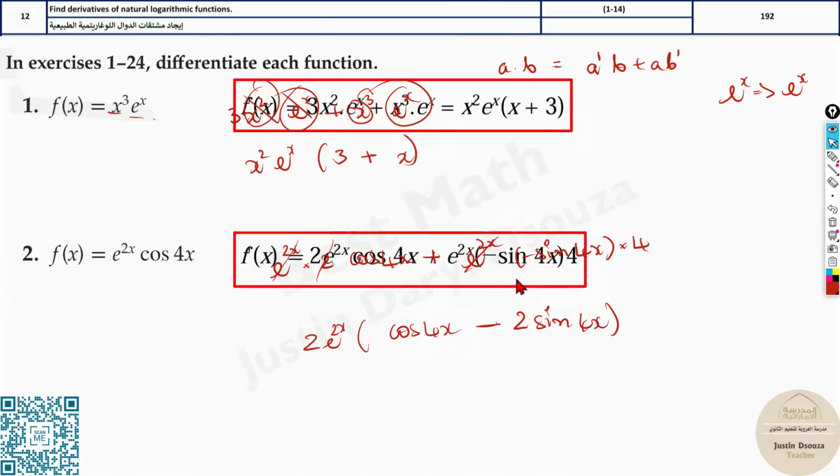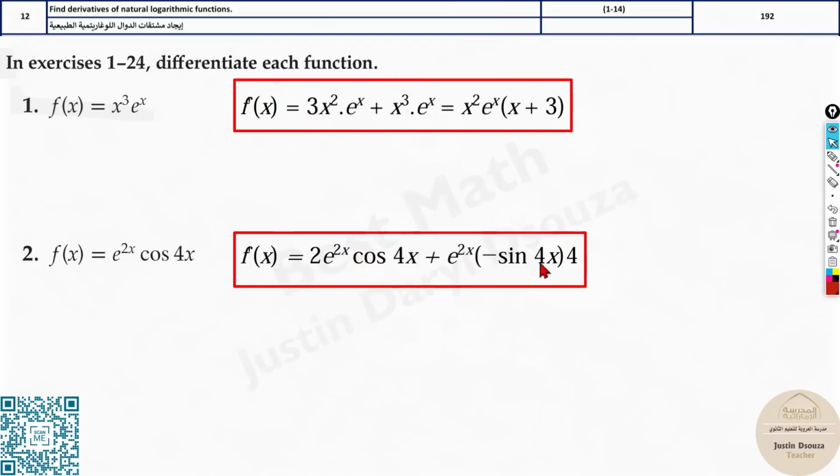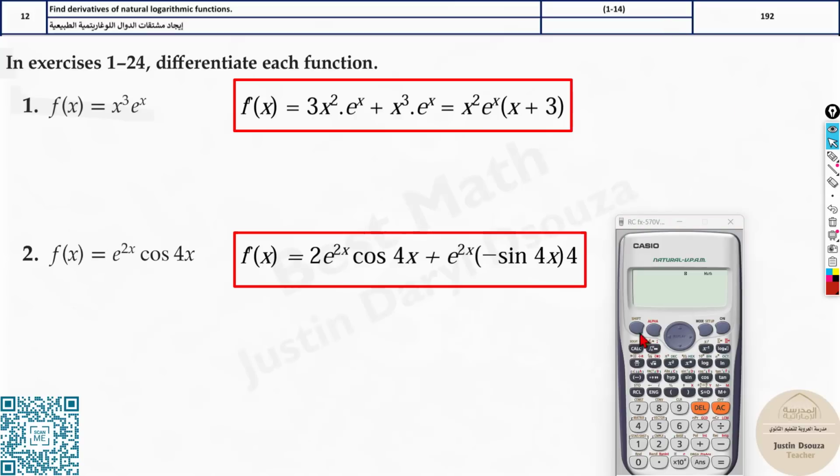These are the answers. Over here they did not take anything common out, so they have left it as it is. That's fine. That's the first step what we got. Now I will show you the calculator method. All we do is shift dy by dx and type in the question. Let me do the second one.